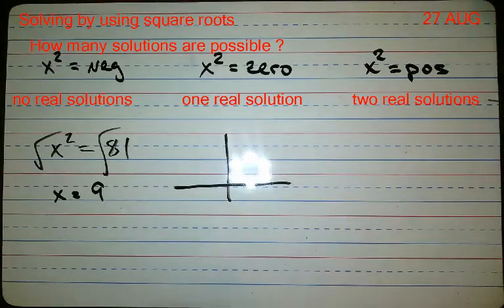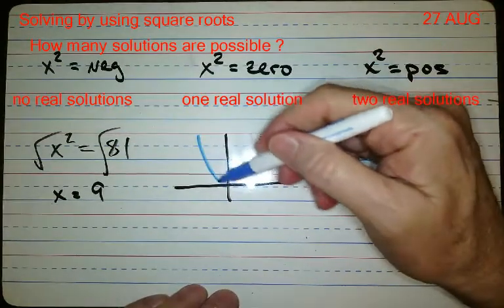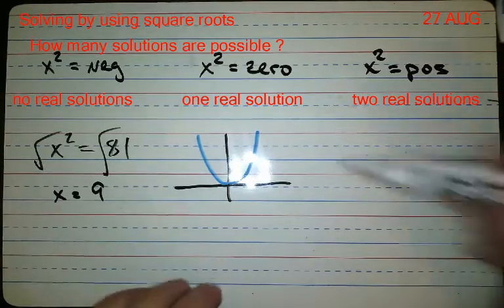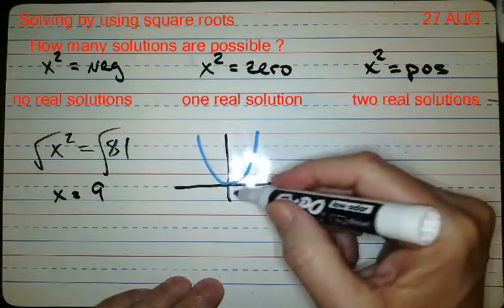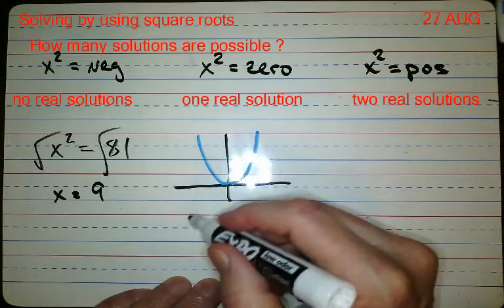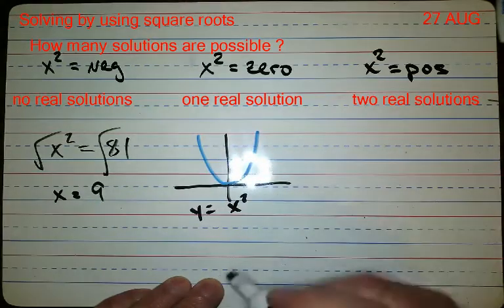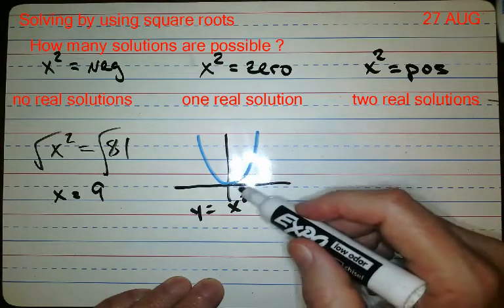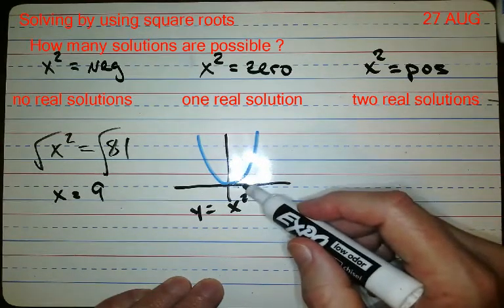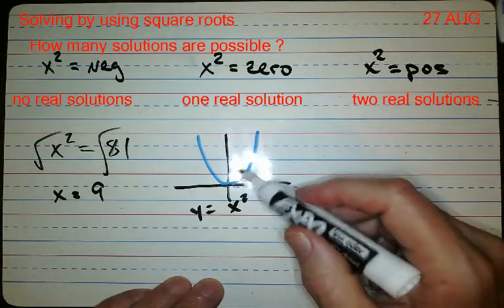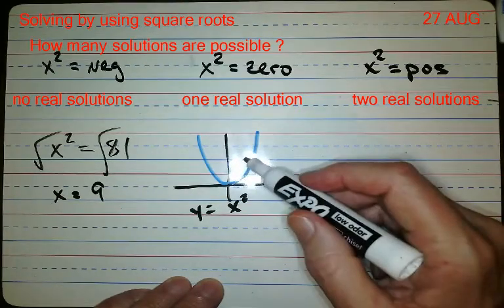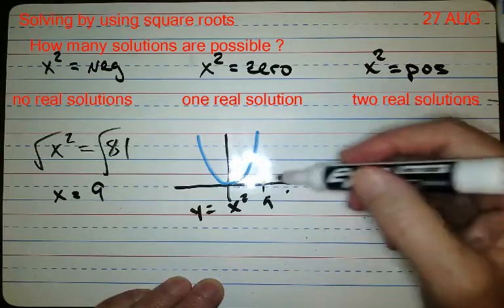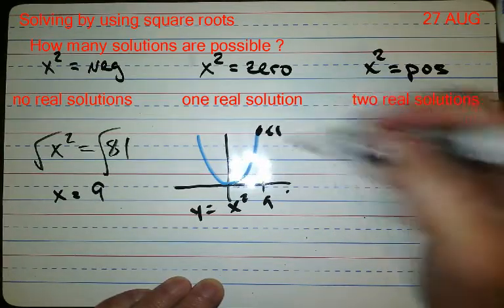So I've got my parabola, like that. This is y equals x squared, remember? And so, whenever I put 1 in, 1 comes out, because 1 squared is 1. And when 2 goes in, 4 comes out. When 3 goes in, 9 comes out. When 4 goes in, 16 comes out, right? So we just keep going down and down and down. So when 9 goes in, 81 comes out.